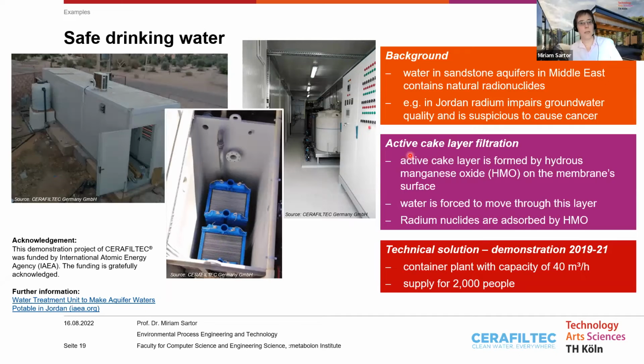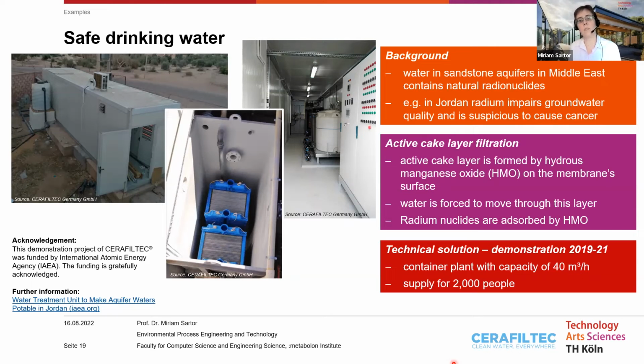And one example for safe drinking water is from Jordan. The water in the aquifers of the Middle East region contains natural radionuclides, and in Jordan, this radium impairs the groundwater quality and it is suspected to cause cancer, and therefore it should be removed, and it can be done by reverse osmosis. And this needs a lot of energy. And so when you use the active cake layer formation, you form HMO on the membrane surface, and with this HMO it is possible to capture the radium nuclides, and they are adsorbed on the HMO.